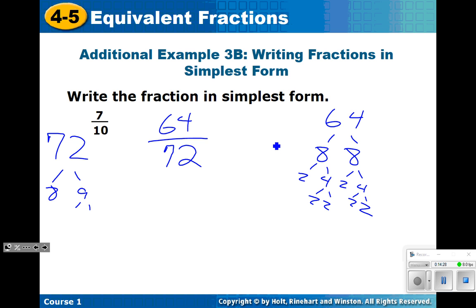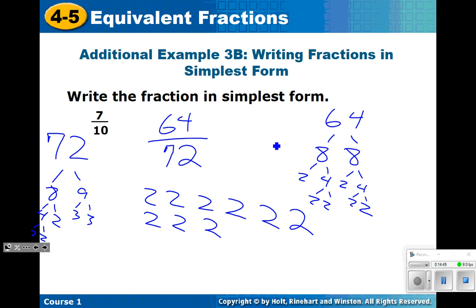8, 9, 3, 3, 4, 2, 2, 2. So we make our chart. We got how many 2s? 1, 2, 3, 4, 5, 6. 2, 2, 2, 2, 2, 2. And then we got 1, 2, 3, 2, 2, 2, and then a pair of 3s. That's it. Cross those off. We're left with this. 2 times 2 is what? Times 2 is 8. So it equals 8 over 9.